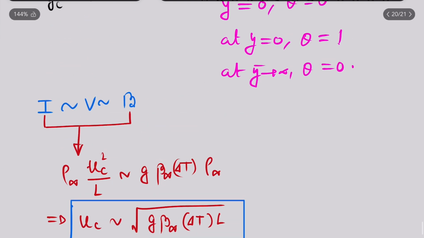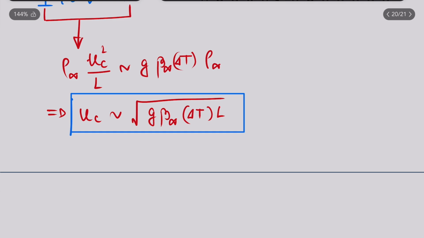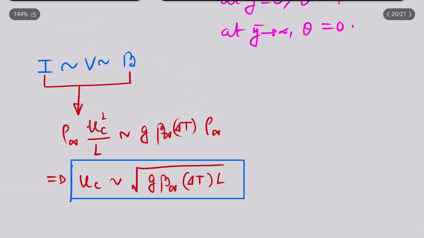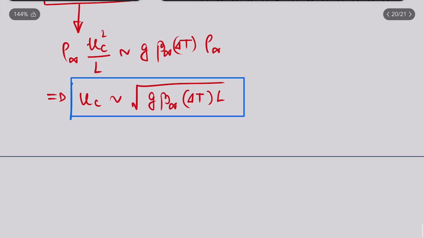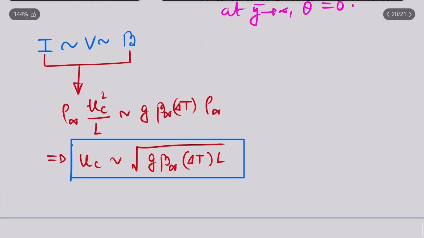Clear? Now we got this UC. So how can we get the delta now? So then we will go to the energy equation, and also let us see what we can get from this balance of viscous and buoyancy.